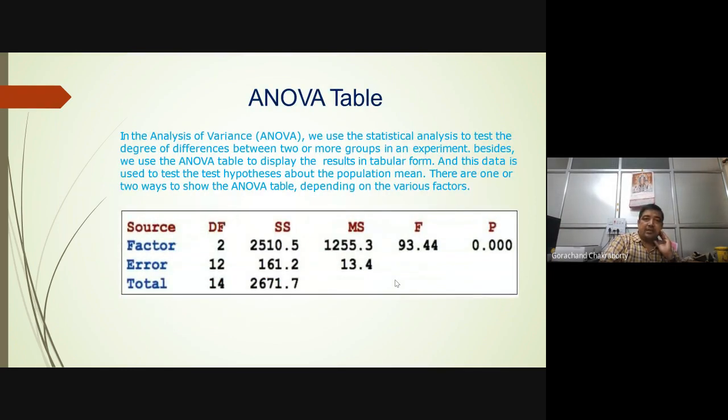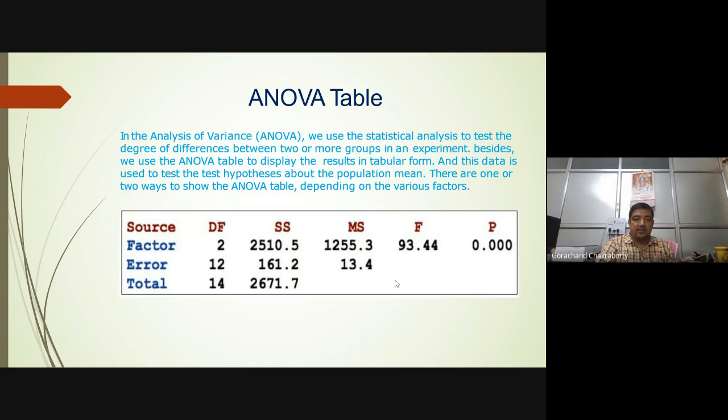Now we have given an ANOVA table. In the analysis of variance, we use statistical analysis to test the degree of differences between two or more groups in an experiment. Besides, we use the ANOVA table to display the results in tabular form, and this data is used to test the hypothesis about the population mean. There are one or two ways to show the ANOVA table depending on the various factors. So this is one table: source, DF, SS, MS, F, and P, explained in the next slide.